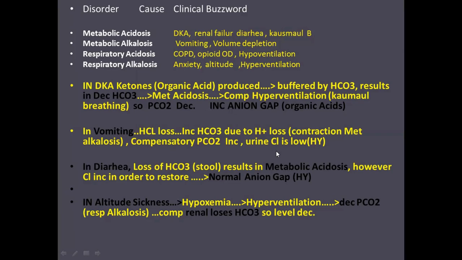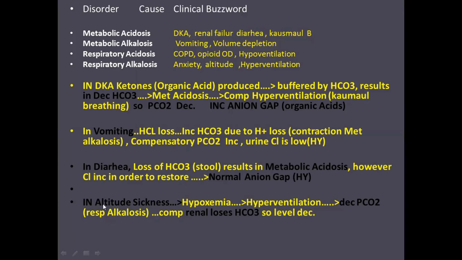Those are the two conditions. In vomitus, your chloride is high because it is lost in vomiting. However, in urine, your chloride is low. That is point two where I see students also get confused. So always remember, in vomiting, your urine chloride is low.